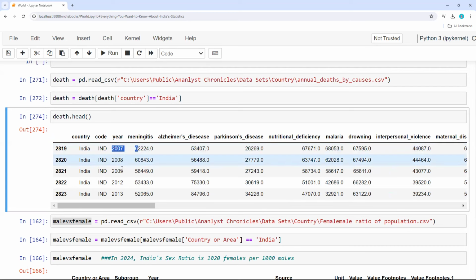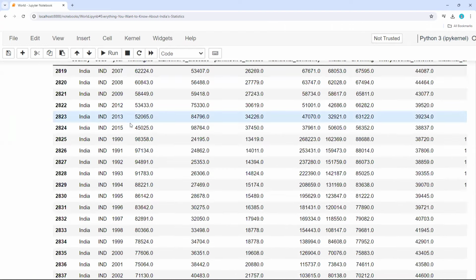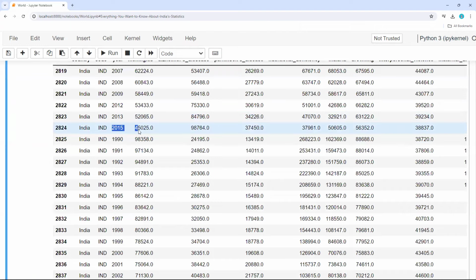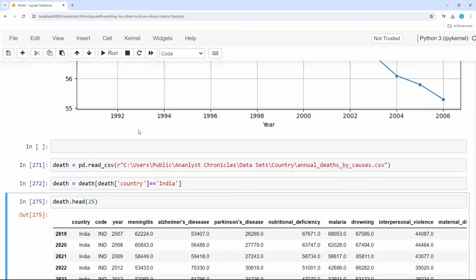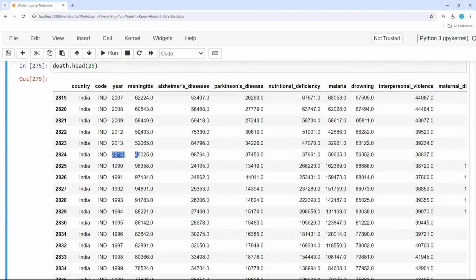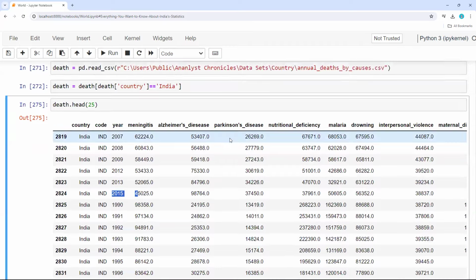So for 2007, 2008, 2009, 2012, 2013. If I wanted to look at the top 25, the latest data I have is for 2015. So this is how you can see the annual deaths by cause for India. These are all the causes of death.